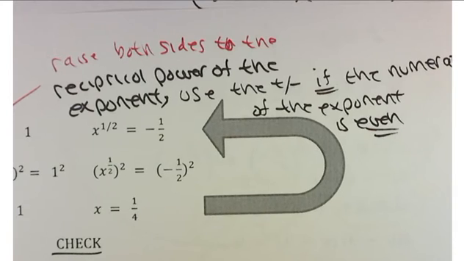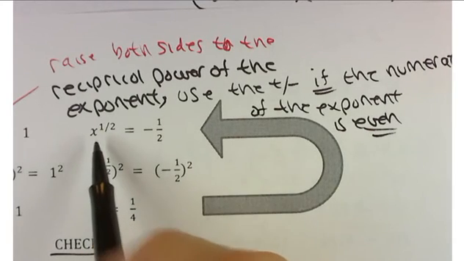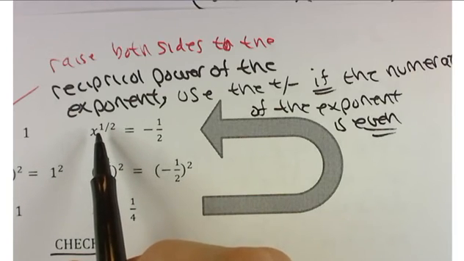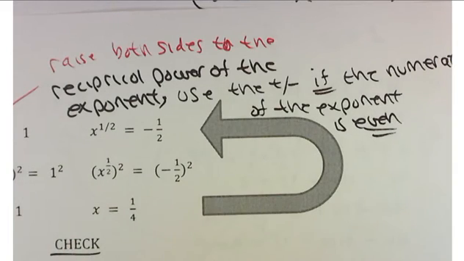So in this case we just did, the numerator of this fraction is 1. Is that an even number? No. So you don't have to use a plus or minus. You just square both sides and that's it. Earlier we had something to the 1/3 power. Well, 1 again in the numerator, that's odd. So we didn't need to use the plus or minus. Let's take a look at where we did use a plus or minus. Problem 50 on this handout.